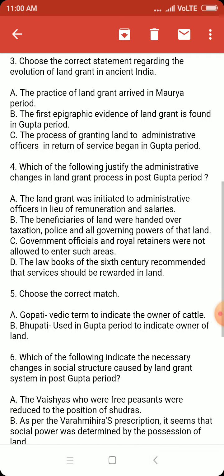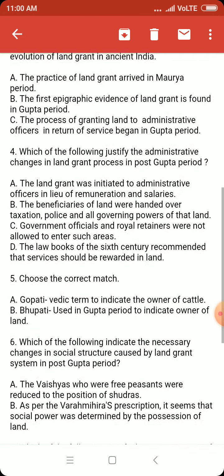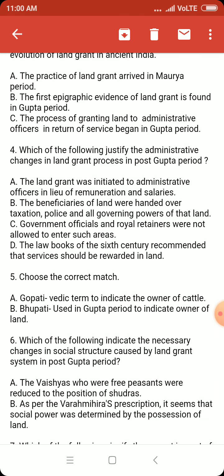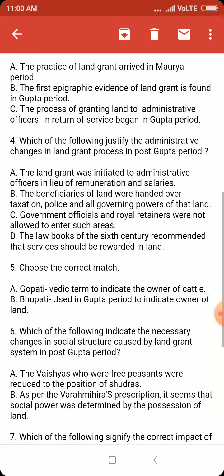Option B, the first epigraphic evidence of land grant is found in the Gupta period. This is wrong, because, keep in mind, the first epigraphic evidence of land grant is found only in the Satavahana period. Option C, the process of granting land to administrative officers in return for service began in the Gupta period.